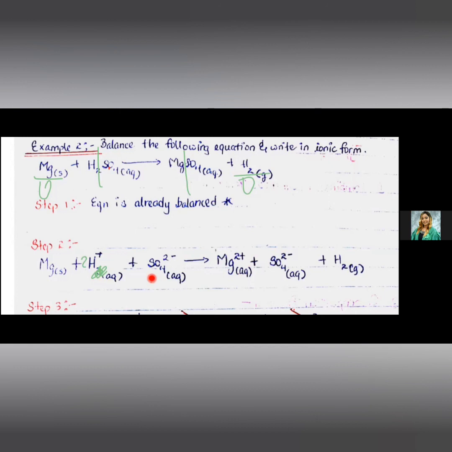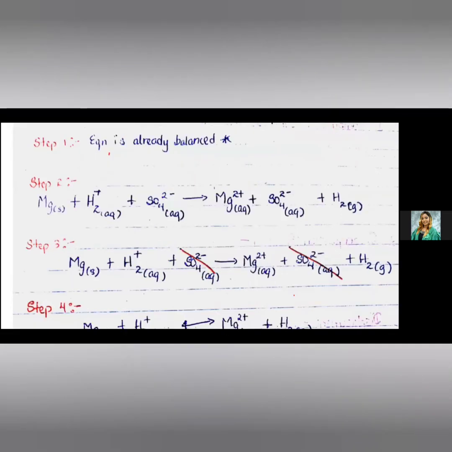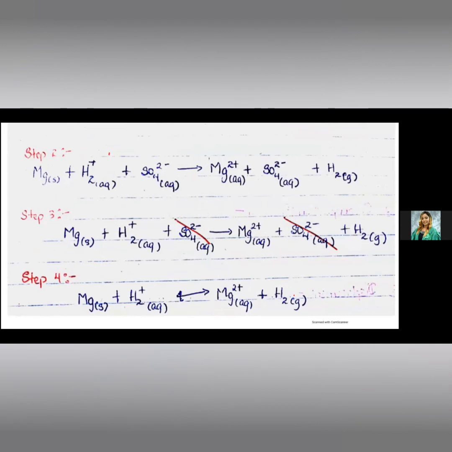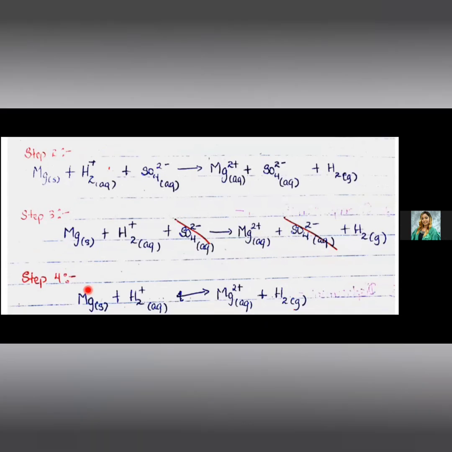Let me look at the sulfate. Sulfate on this side is SO4 2 negative aqueous, and it actually remains the same. So you say, we can get rid of you because you are remaining the same on either side of the equation. So we get rid of the sulfate. And now the last step is to write the equation with the remaining ions. Now your equation is Mg plus 2H positive aqueous gives me Mg2 positive added on to H2.